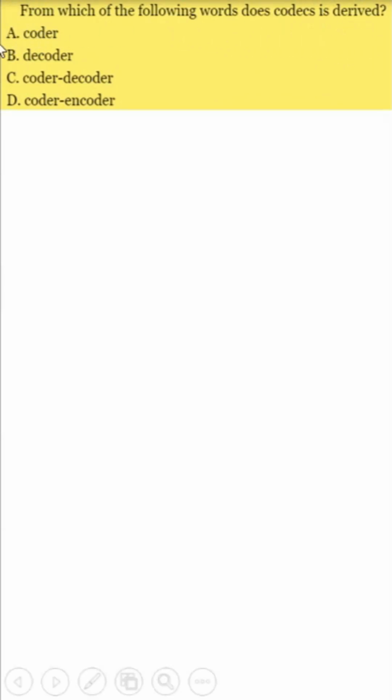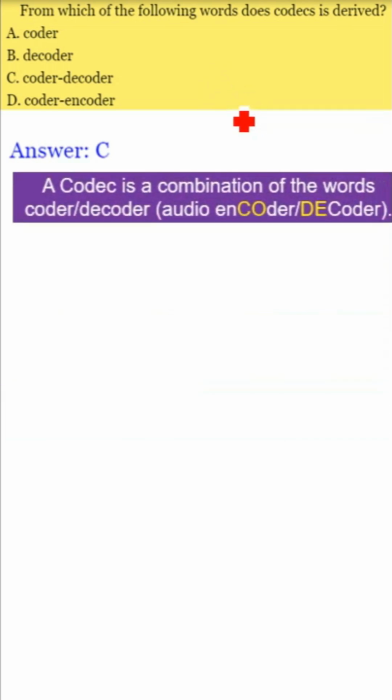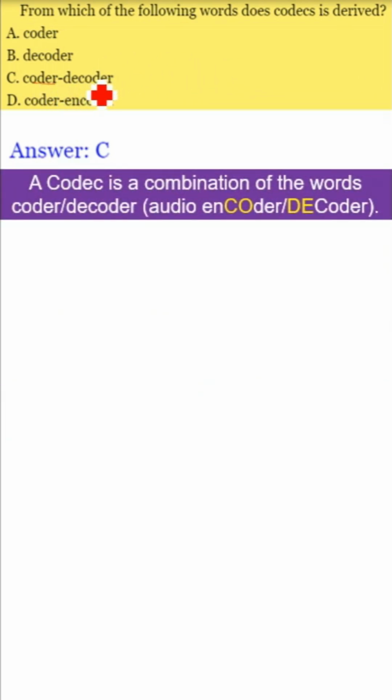From which of the following words is codec derived? Now, the answer is C here, coder decoder. So, this coder decoder, where has it come from? See, codec is a combination of words coming from encoder and decoder.